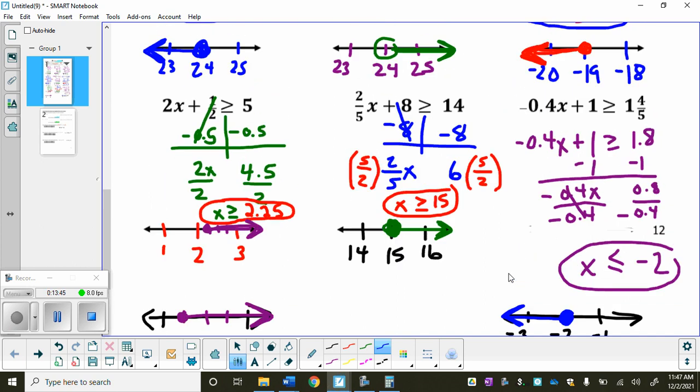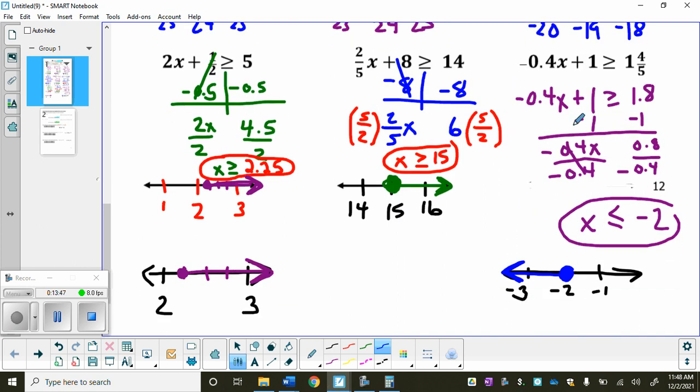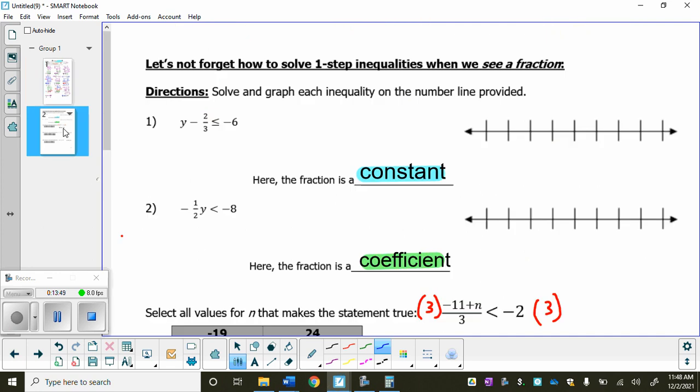Okay, so we just covered how to solve all the two-step stuff. Real quick, let's flip over. I don't want you to forget how to solve one-step inequalities when you see a fraction. I want to go back to the fraction thing and review when you just had one thing to do if you saw a fraction. In this problem, the fraction that we have is a constant. So if you only see the fraction as a constant, you just need to add it on both sides. So you're going to add the 2/3 on both sides.